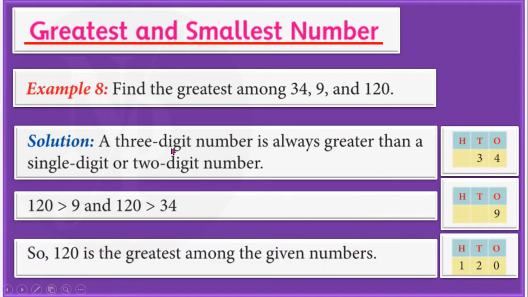So we conclude 120 is the greatest among the given numbers. So among the given three numbers, 120 is the greatest number.